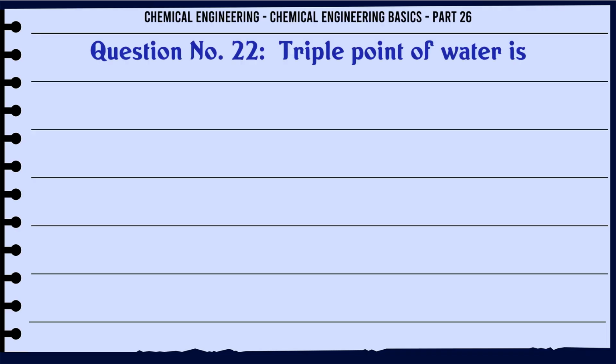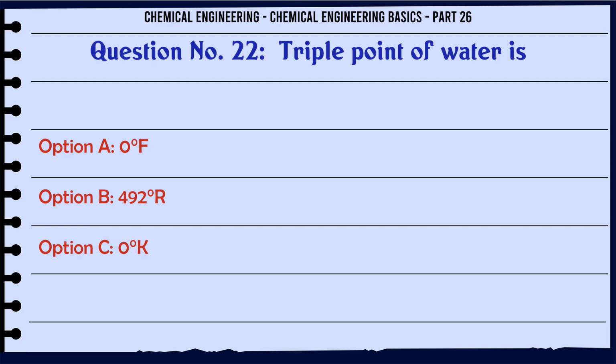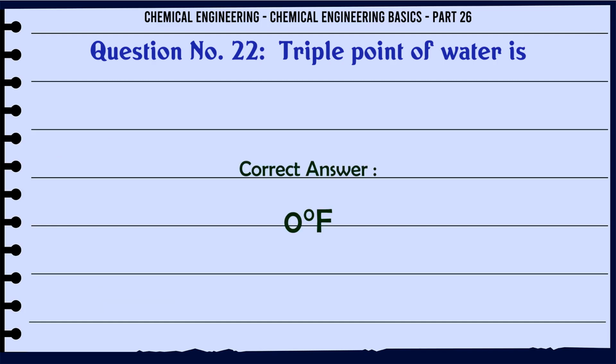Triple point of water is A. 0 °F, B. 492 R, C. 0 K, D. 273 °C. The correct answer is 0 °F.